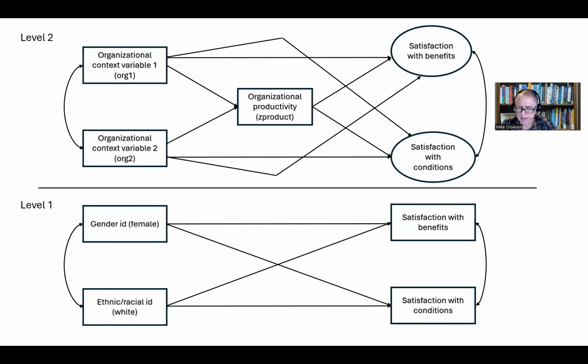The variables that we have at level 2 as predictors include organizational context variables 1 and 2, or org1 and org2. There's really not any discussion or description about what these variables represent in the chapter, so we're not going to spend a whole lot of time trying to interpret these effects substantively. We also have organizational productivity, that's the Z product variable that you'll see in the data set. That variable was serving as a mediator during their analysis.